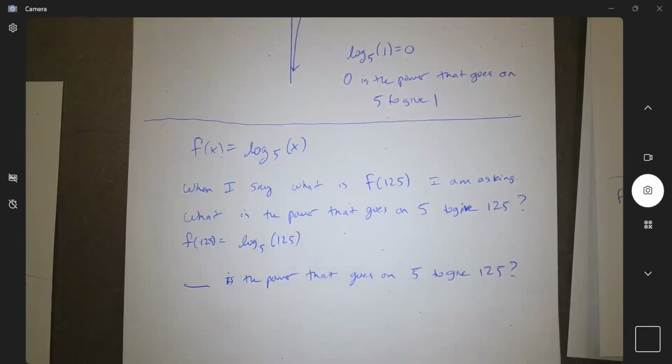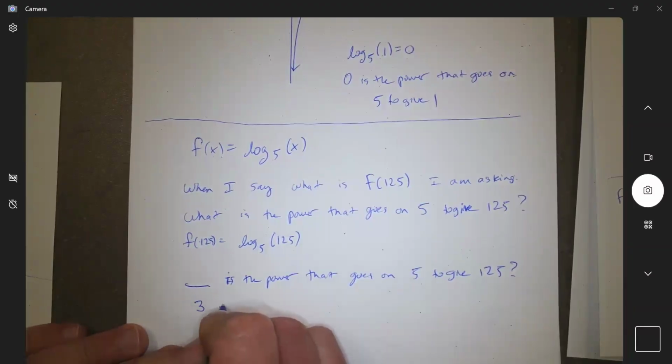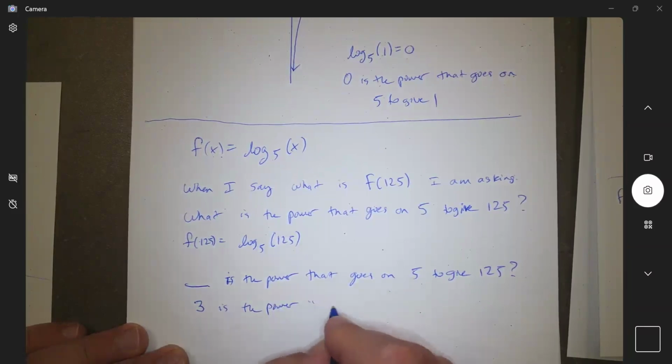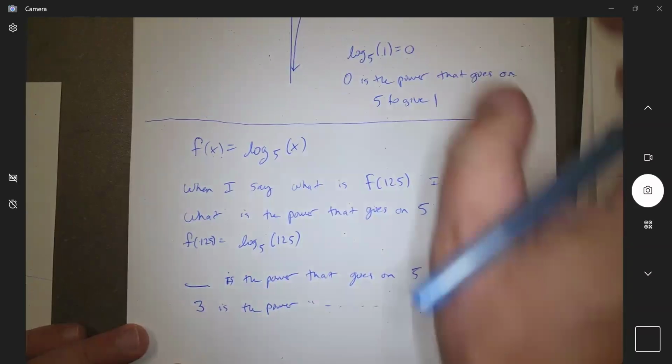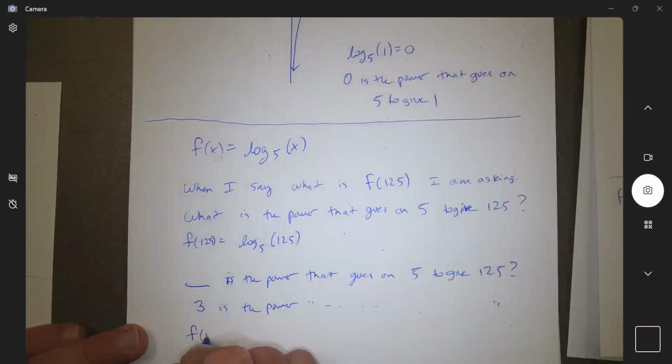What is the power that goes on 5 to give 125? 3. 3 is the power that goes on 5 to give 125. So f of 125, log base 5 of 125, equals 3.